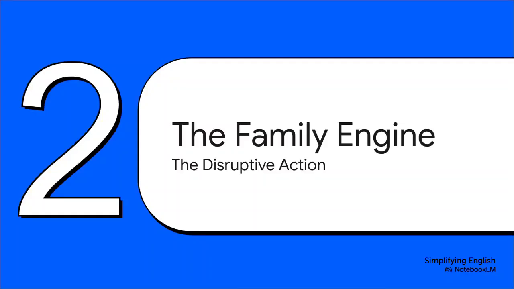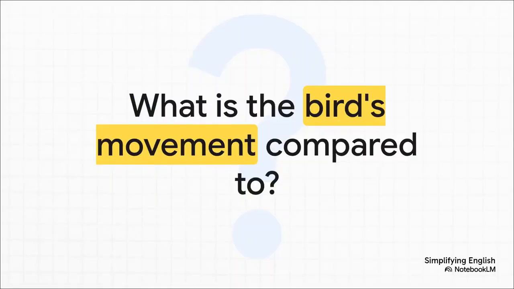Moving on to Section 2, the engine of the family, where we see the disruptive action. So the moment the goldfinch arrives with a twitching chirrup, everything shifts. The pacing goes from this slow autumn deliberation to absolute frenetic energy. But Hughes doesn't just say the bird flew in fast. He gives us a very specific, actually kind of shocking comparison. What exactly is the bird's movement compared to?